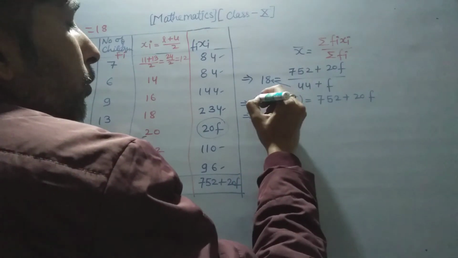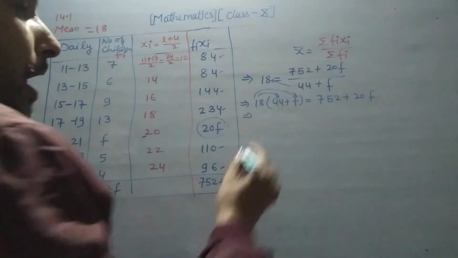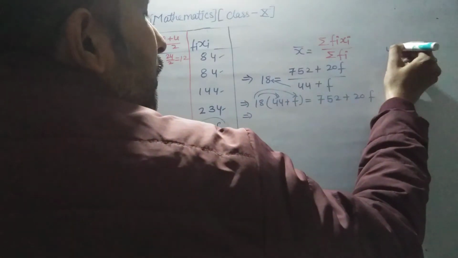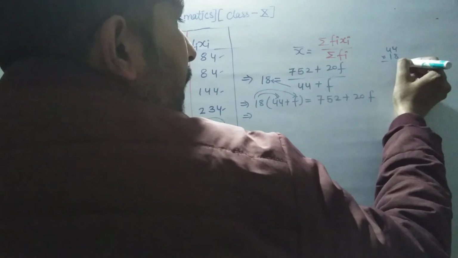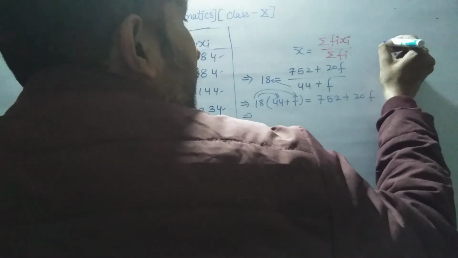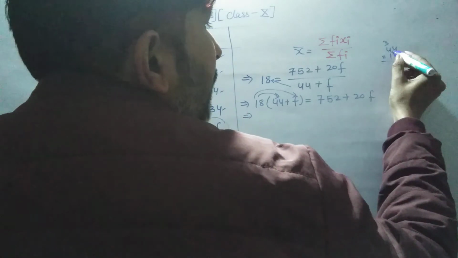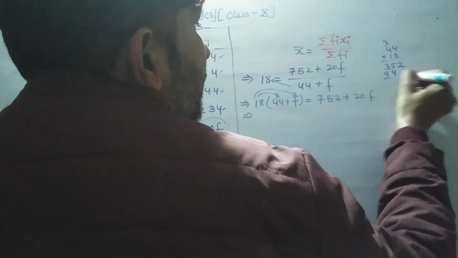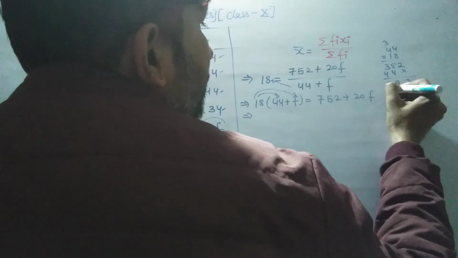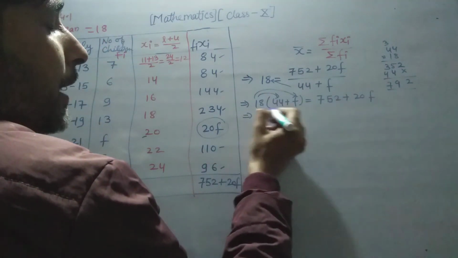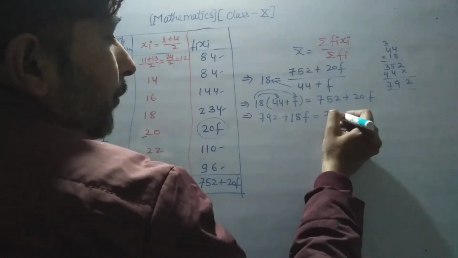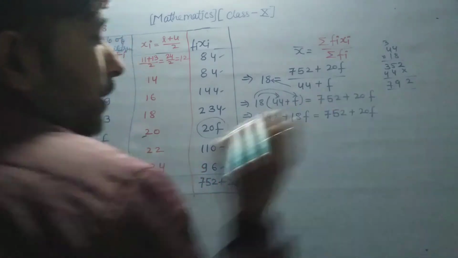Multiply this value to this and this value to this. So multiply 44 into 18. 8 4 32, plus 3 is 35. Now 4 1 is 4, and this value is 792. Then multiply f with 18: 792 plus 18f is equal to 752 plus 20f.